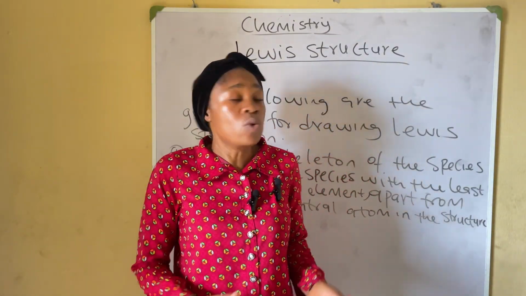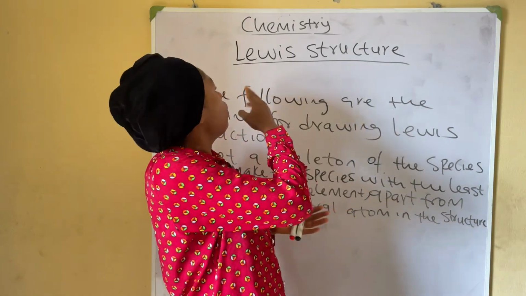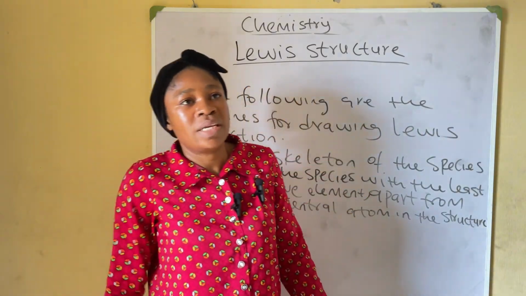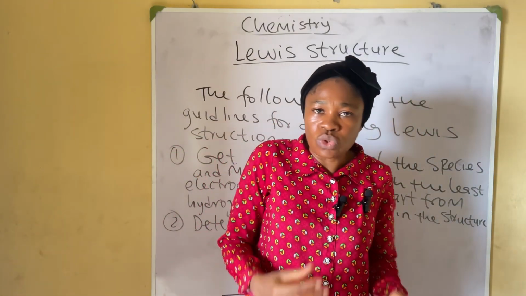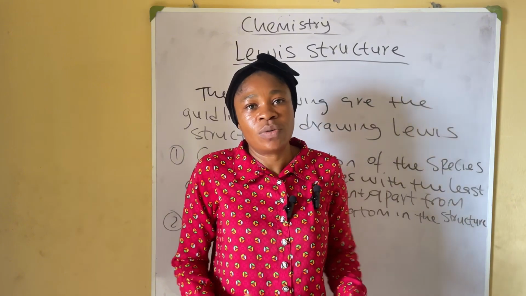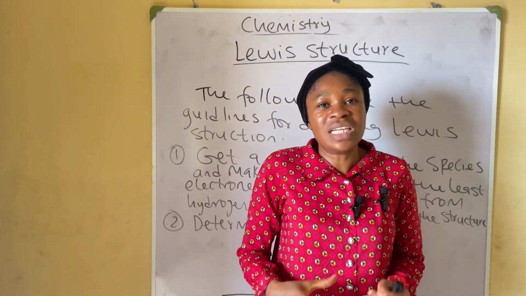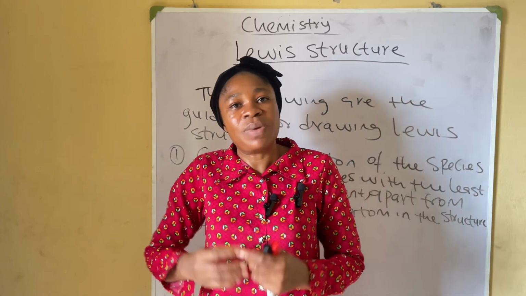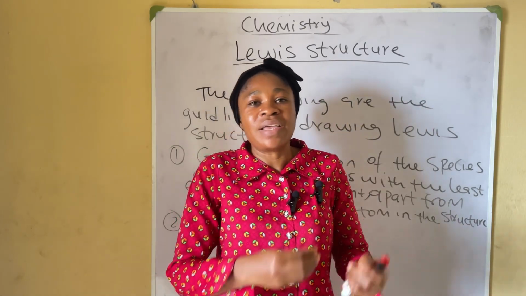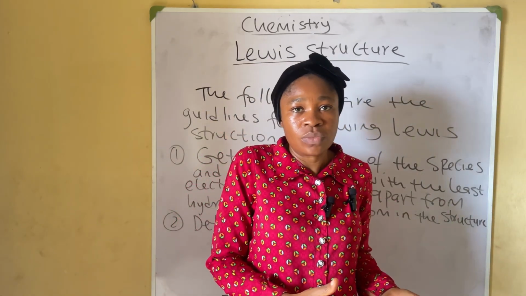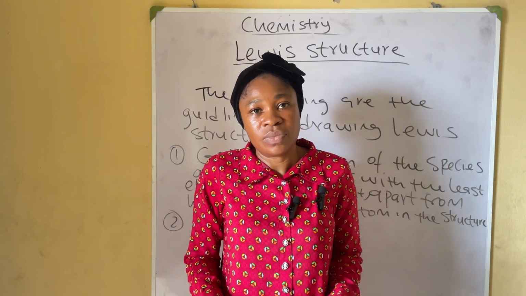On today's topic, we'll be looking at Lewis structure. We're going to look at how to draw a Lewis structure or formula. The outermost valence electron present in each atom is represented by a dot or circle.